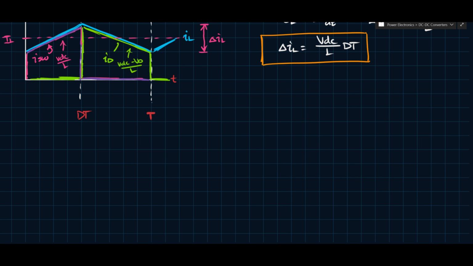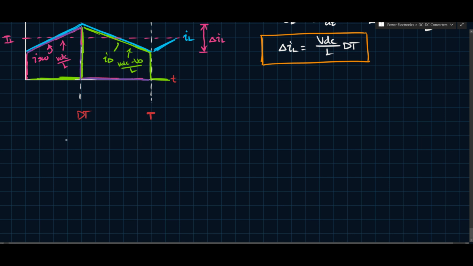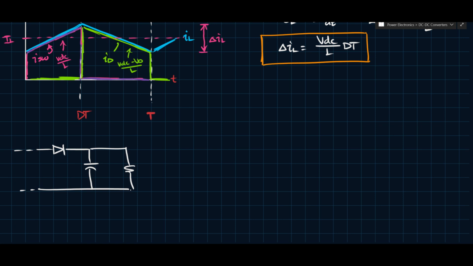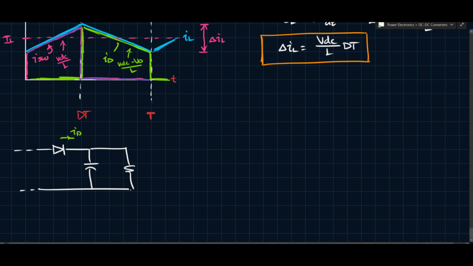So what do we have then? Of course, let's maybe draw the circuit. You have a diode, you have a capacitor, you have a resistor, something like this. I don't really care about the rest. I just care about this current ID here.